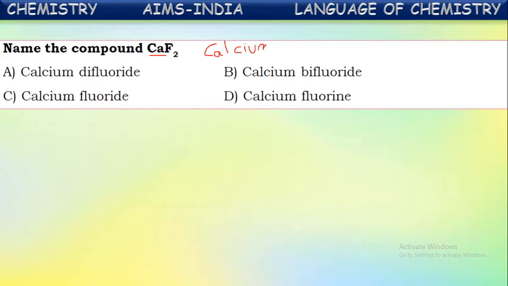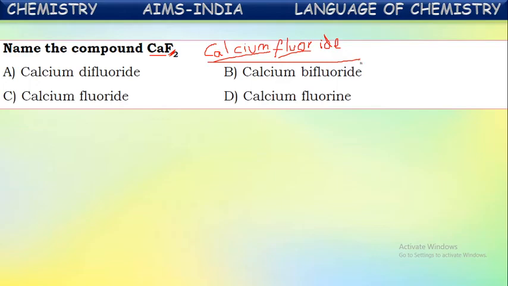And next the root word of the anion name is taken. So here the anion is F, which represents fluorine. The root form of fluorine is taken as fluor. So calcium is from Ca, fluor is from fluorine, F. Now at the end of the second part, ide is attached. Now it becomes calcium fluoride. The chemical name of this compound CaF2 is calcium fluoride.